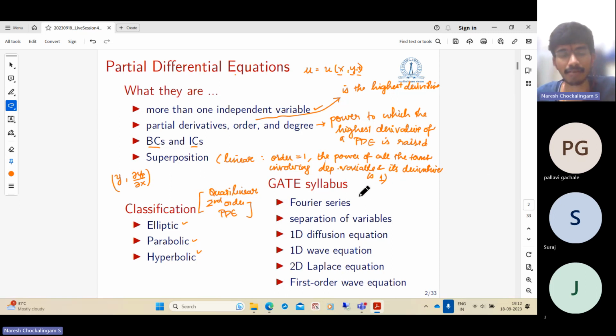In the GATE syllabus, partial differential equations is a very vast topic, but what we have for GATE is very, very small. So Fourier series, we look at it today. We only have partial differential equations that can be solved by the separation of variables. And what are they? One is the 1D diffusion equation, then we have the 1D wave equation, and we have the 2D Laplace equation. All these are partial differential equations with two independent variables. We also have the first order wave equation. We'll look at it in a later session.